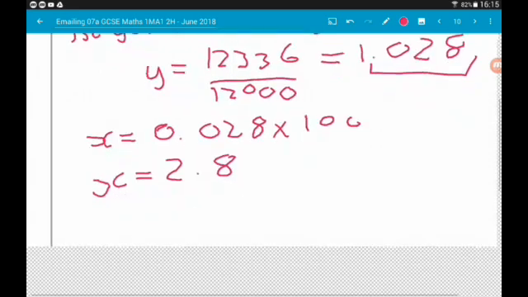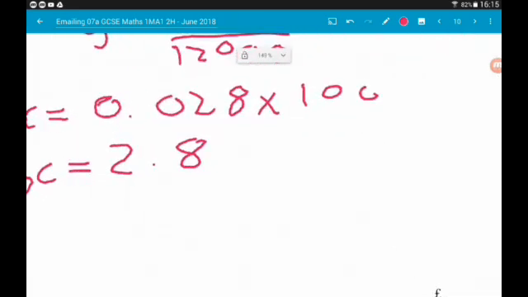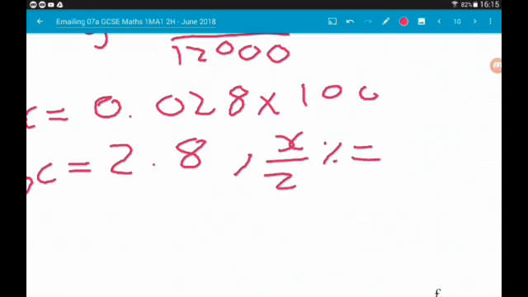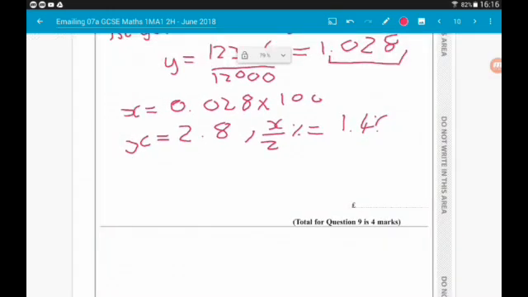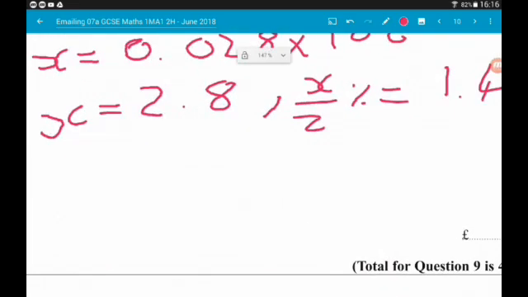2.8%. Now in the second year we get paid x over 2%. So x over 2% is half of 2.8. So 1.4. So to work out how much money we have after the second year, we multiply the amount after 1 year by the decimal multiplier for 1.4%.